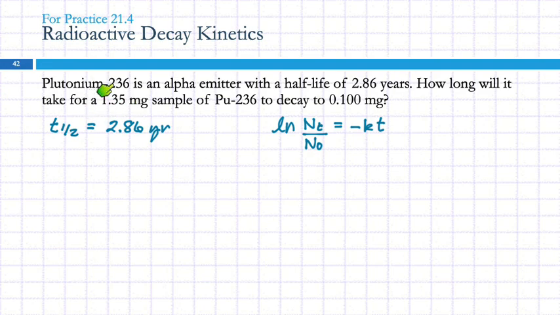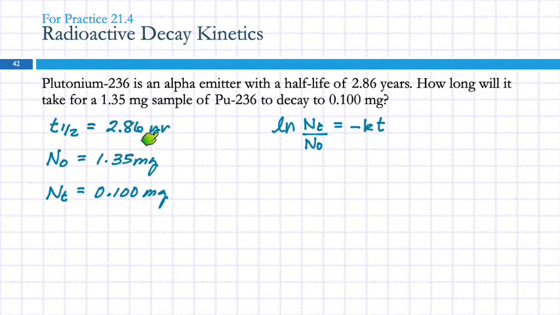So this is saying that at the beginning we have 1.35 milligrams. So N0 is 1.35 milligrams. And what is N at time t? 0.100 milligrams. And then we want to find out what t is. So we've got this equation here, and t and N0, we've got those values. We're trying to find t, but we need k. We need the rate constant.